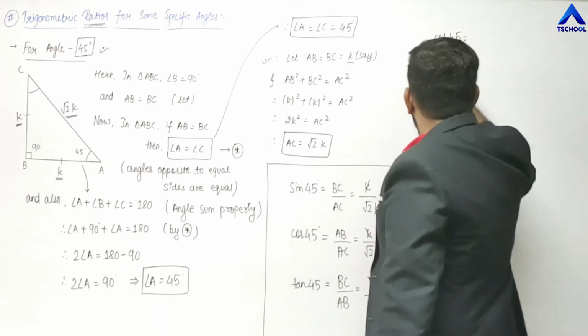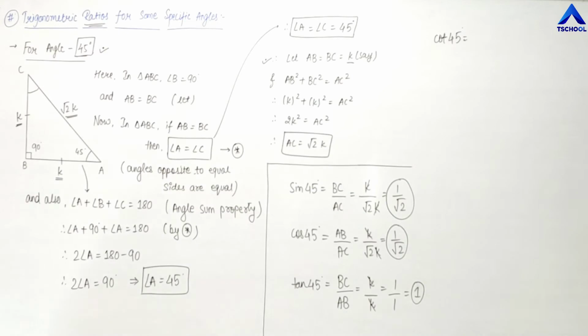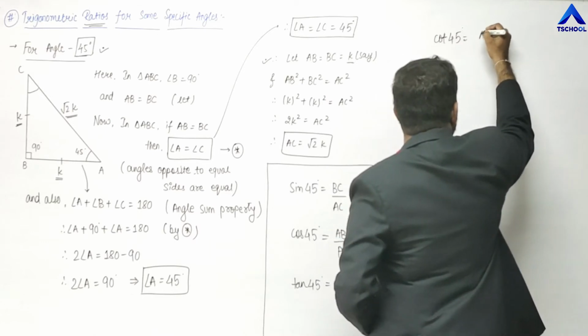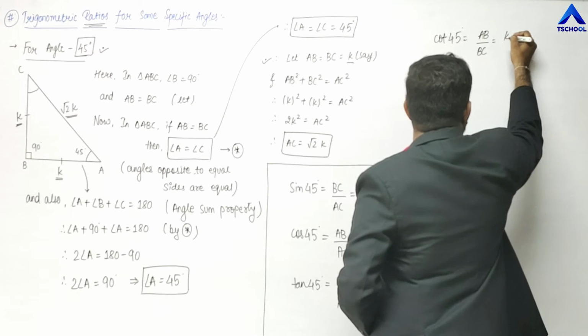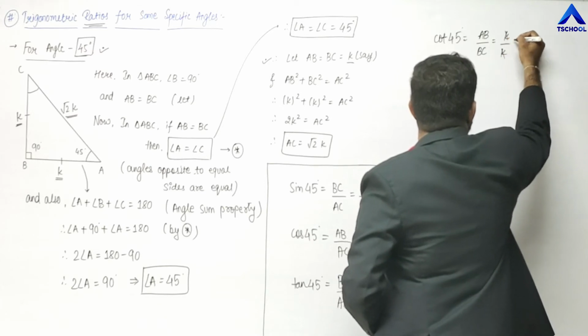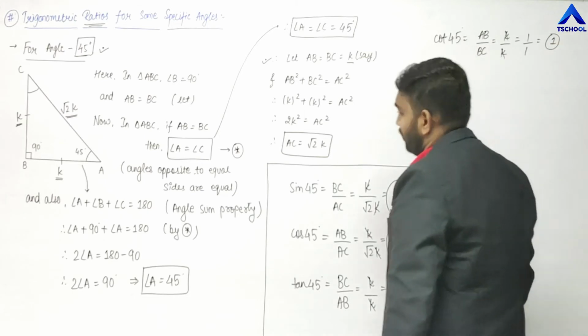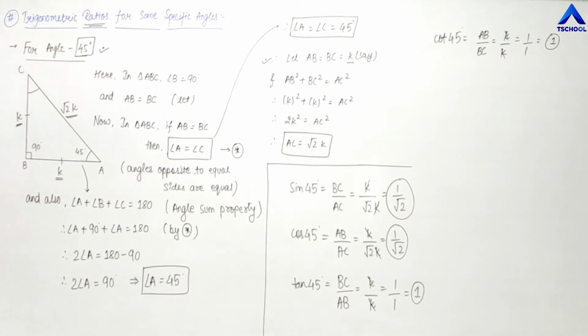We will find out the fourth ratio, that is cot 45. What is the ratio for cot A, friends? The ratio for cot A, that is side adjacent to angle A divided by side opposite to angle A. So if I am writing cot 45, that means adjacent side, which is equals to AB upon BC. AB is K, BC is also K, which is 1 upon 1, and hence the ratio again is equals to 1.